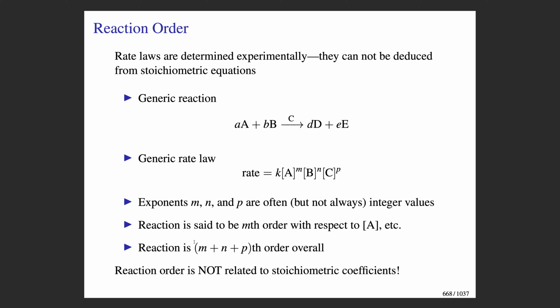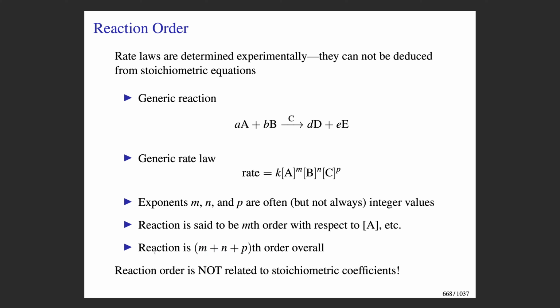We also talk about something called the overall reaction order, which is the sum of the exponents themselves. So m, n, and p, you add them together, and we'd say that the reaction is whatever this number is, order overall. So let's suppose this number was 3. We would say that the reaction would be third order overall. We'll go through some examples.